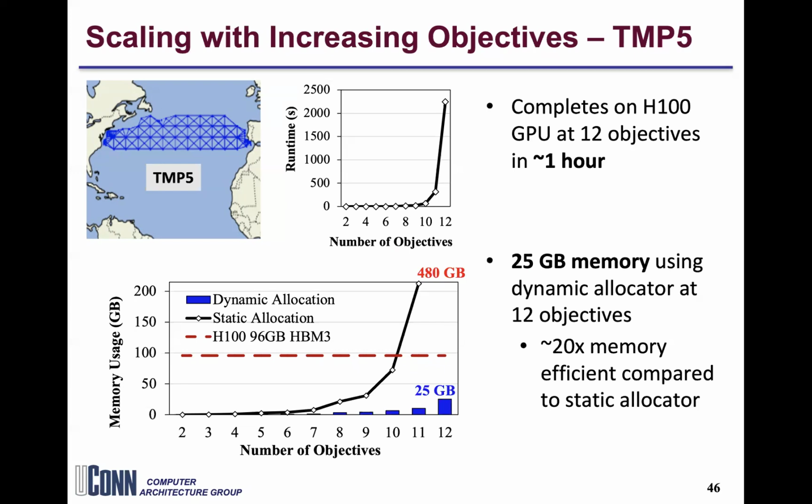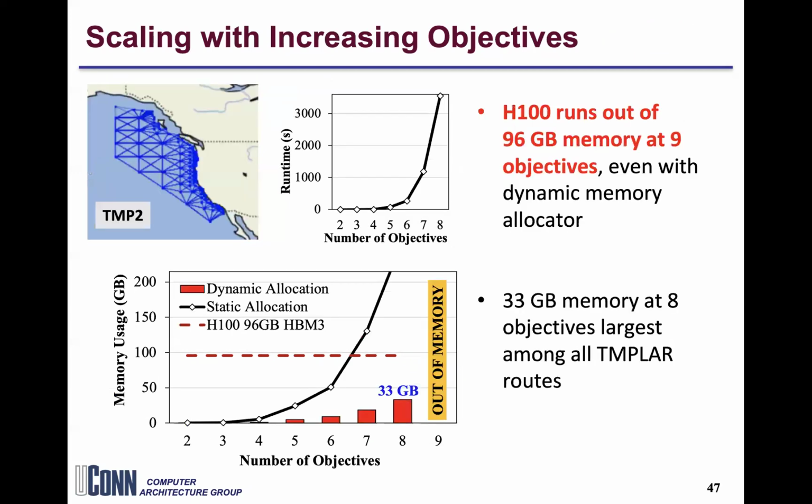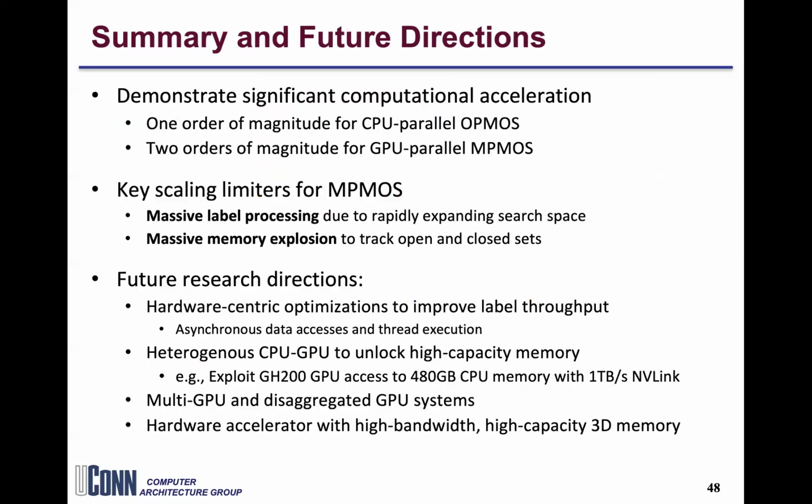That is not available on that GPU. It's only 96 gigabytes. This is the H100, a state-of-the-art GPU. This is 20x more efficient with our dynamic memory allocator. The last instance, we run out of the H100's 96 gigabyte memory at 9 objectives. We can't run past 9 objectives. At 8 objectives, it solved it with 33 gigabytes. At 9 objectives, it ran out of GPU memory. This is how big this problem is. This is the H100 GPU, the state of the art. You can't find a bigger GPU than that.